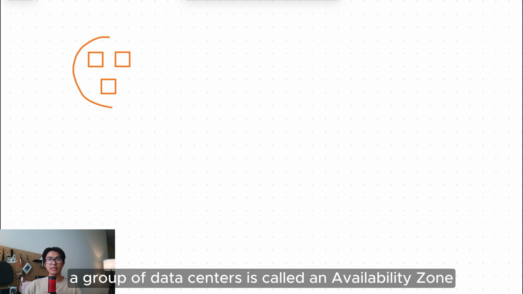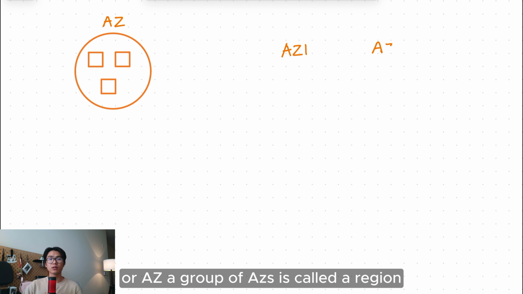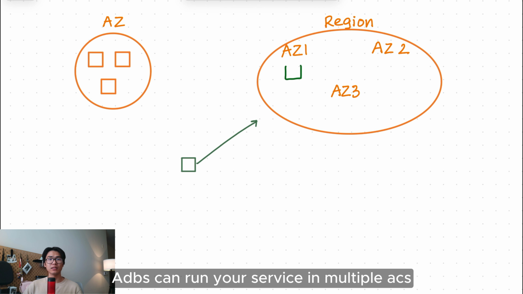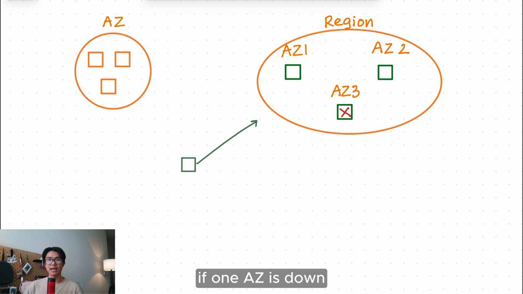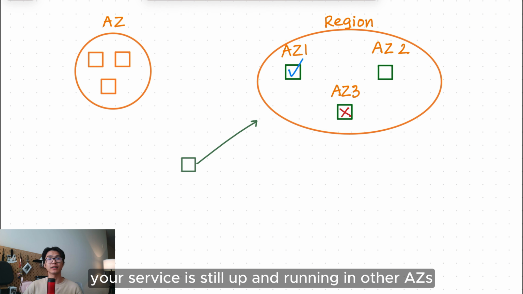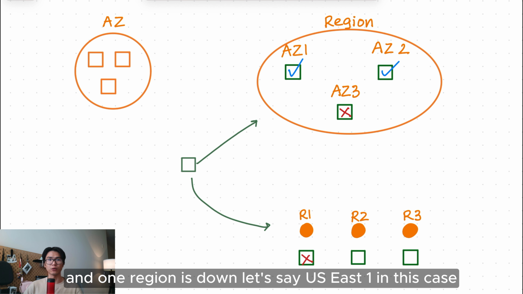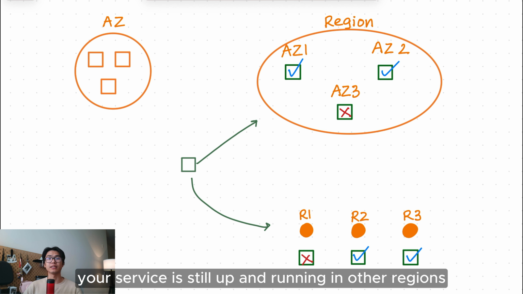AWS has data centers around the world. A group of data centers is called an availability zone, or AZ. A group of AZs is called a region. When you deploy to a region, AWS can run your service in multiple AZs. If one AZ is down, your service is still up and running in other AZs. At a high level, if you deploy to multiple regions and one region is down, let's say US East 1 in this case, your service is still up and running in other regions.